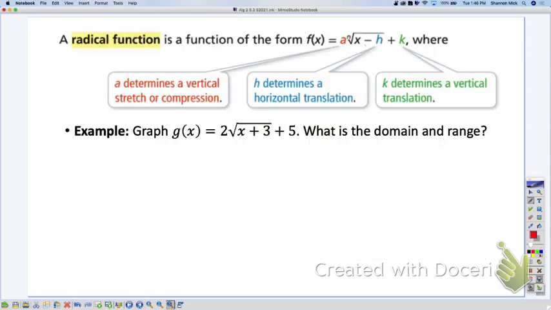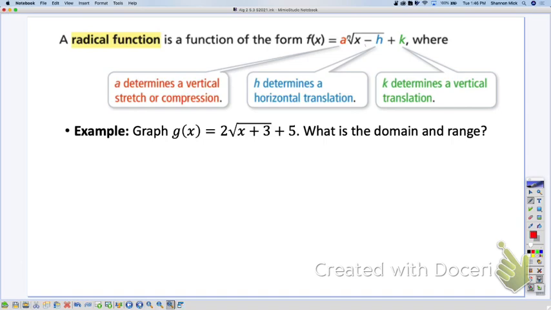Okay, so we've already talked about it, but this is exactly what I promised it would be. A radical function has an A, and A changes my width, yes? They say stretch and compression, but think wider or narrower. If there was a minus out in front of this A, it would reflect over the x-axis. What does that H do? Moves it left or right. And the K? Up or down.